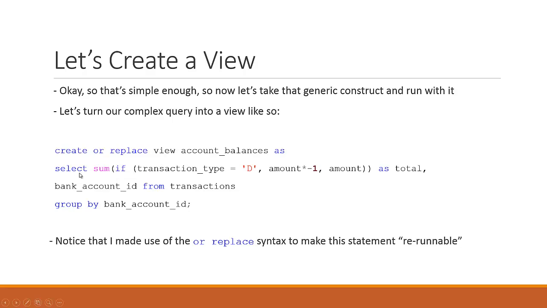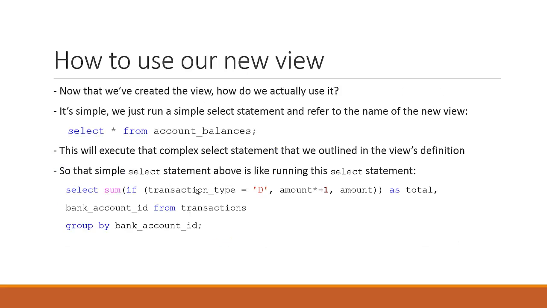So it'd probably say select transaction type, what else? Transaction details, amount, and bank account ID. I think those were the columns that exist inside of that table. And then we'd say from transactions, and that would be it. So now we would have a view that when you say select star from view transactions, it would omit the transaction ID column. So that's how you would hide columns from the users.